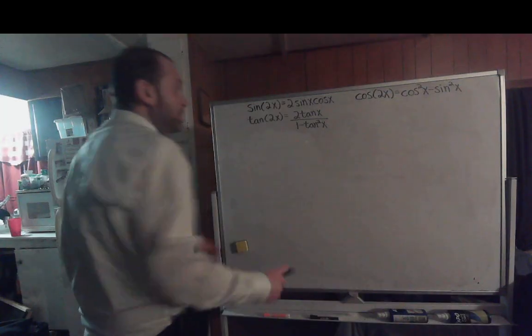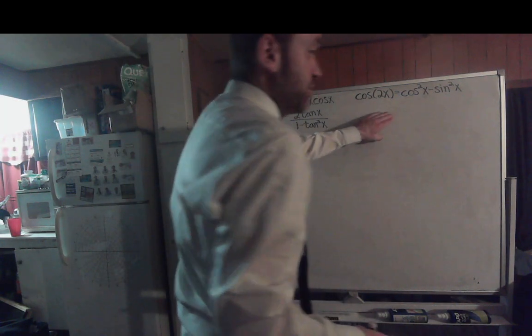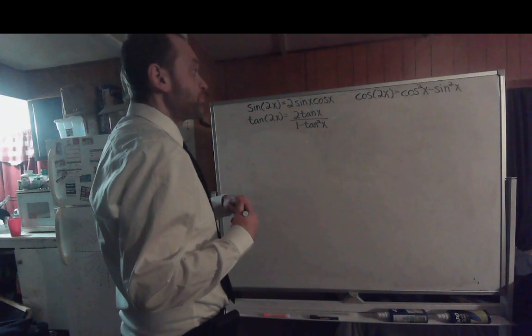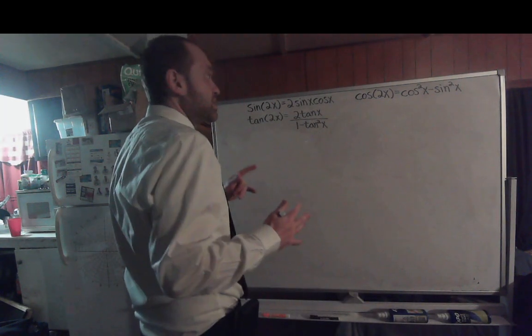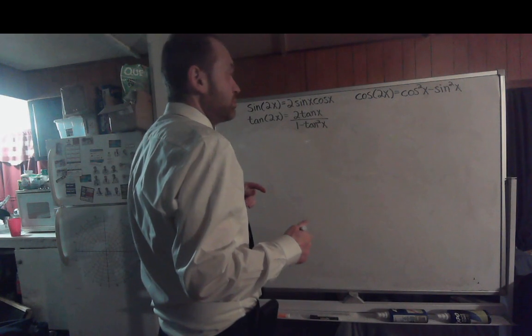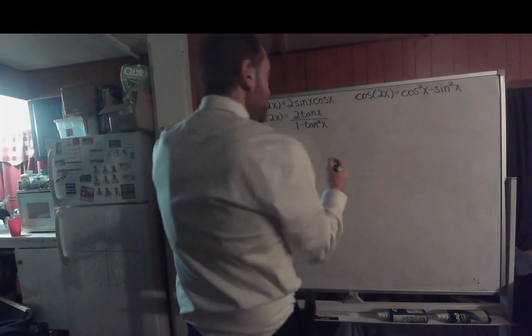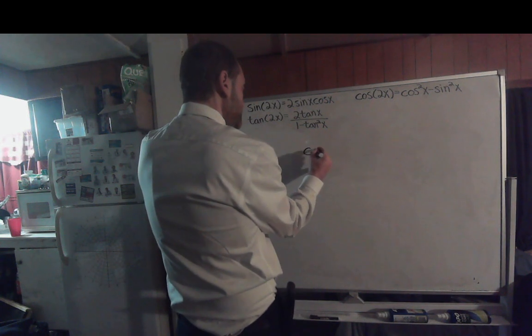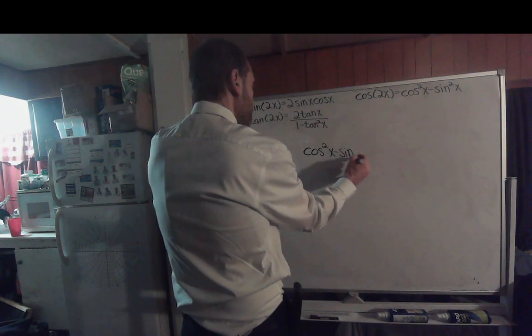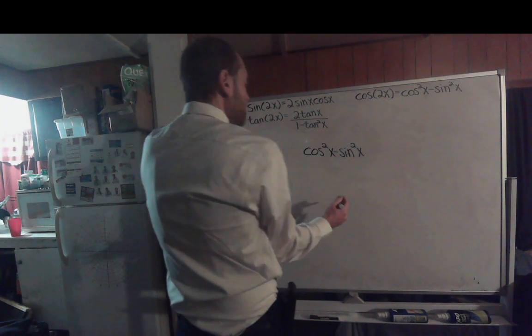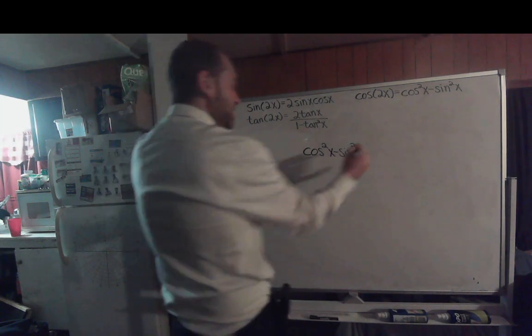But first, let me expand upon the cosine of 2x. Well, okay, so you have cosine squared of x minus sine squared of x. Well, we can use Pythagorean identities to get this in terms of one of the functions also. So if we take cosine squared of x minus sine squared of x, let's say we want to put it in terms of sine.